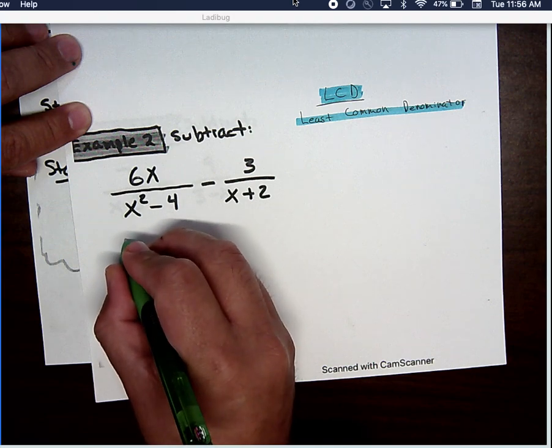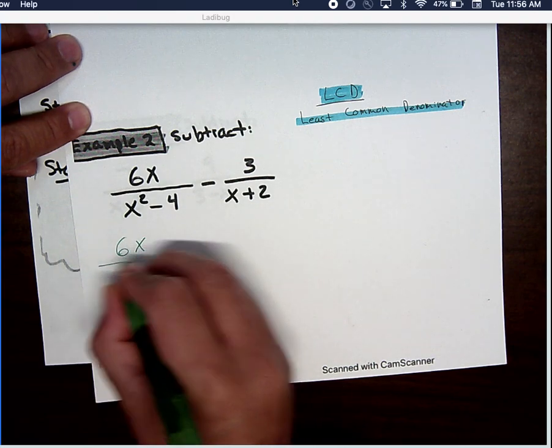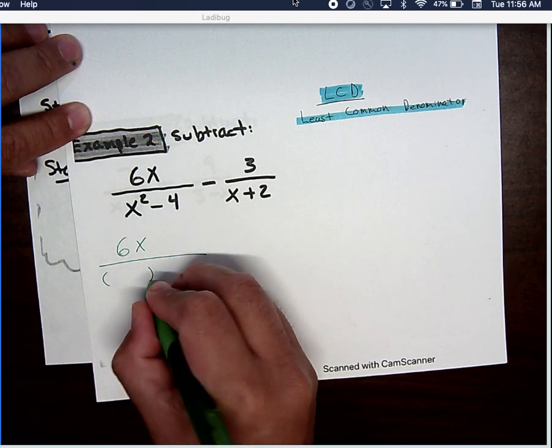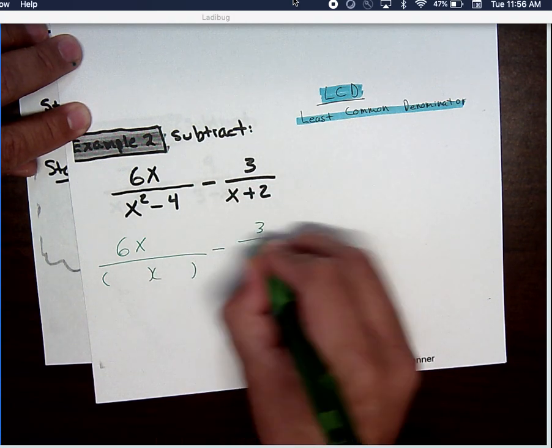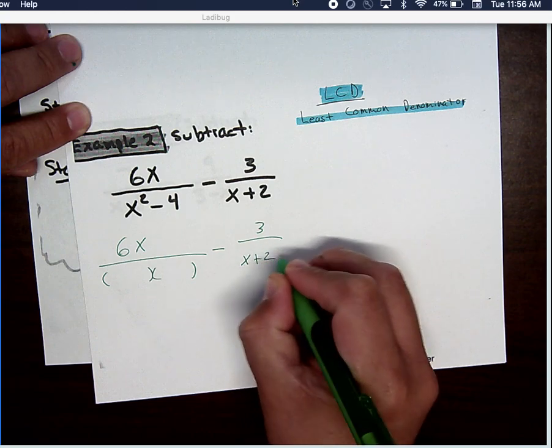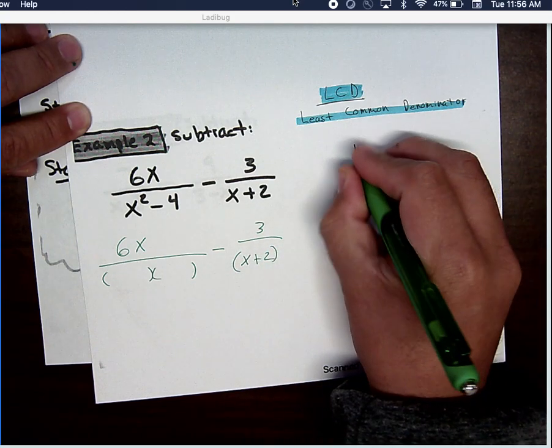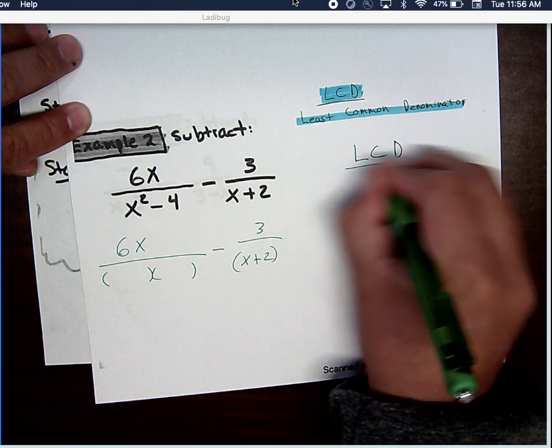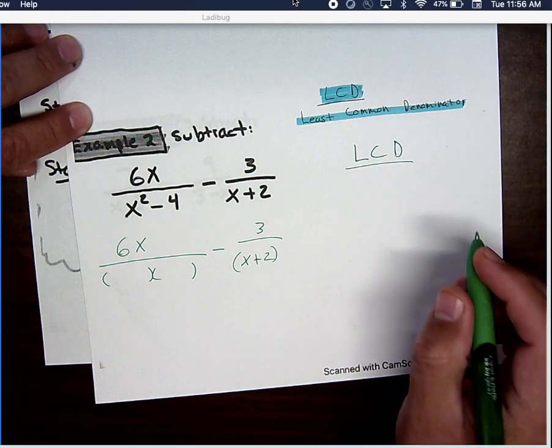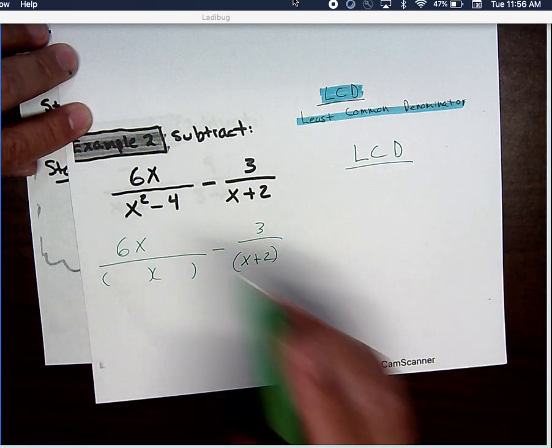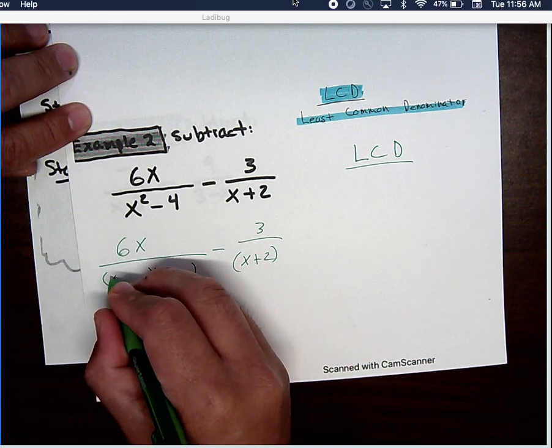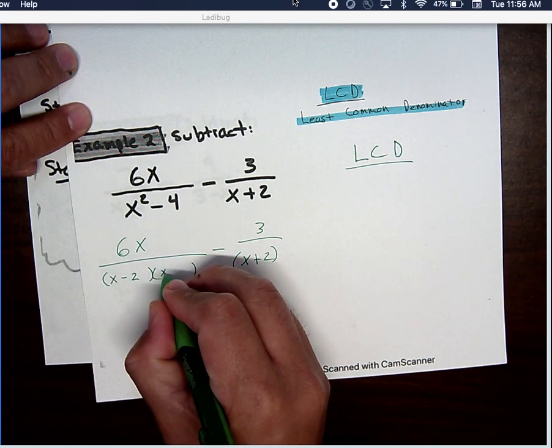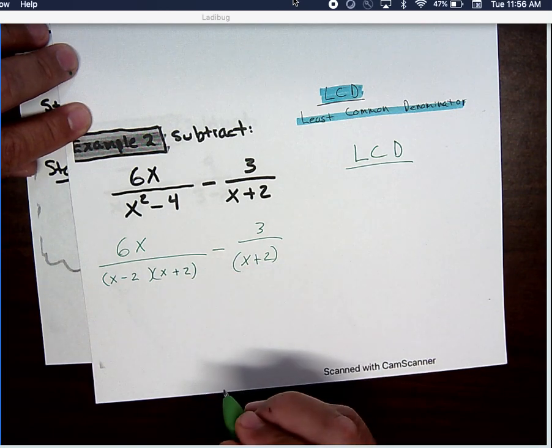First, I'm gonna copy 6x over. I know this one is gonna factor, minus 3 and then x plus 2. And then I'm gonna put the LCD over here, the least common denominator. This is how you do it. But first, let's factor first. So this is a difference of squares. I know this is gonna give me x minus 2 and x plus 2.